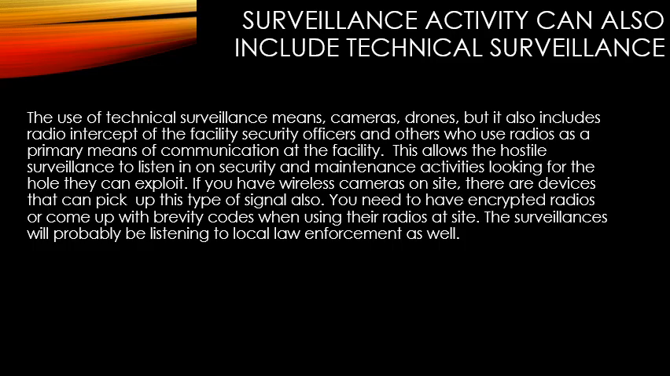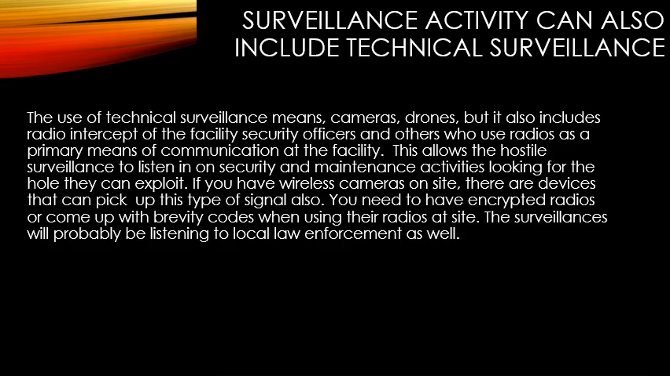So a lot of surveillance activities, especially nowadays, include technical surveillance. The use of technical surveillance means cameras, video cameras, drones, cell phones, but it also includes radio interceptors of the facility. Security officers and others use radios as a primary means of communications at the facility. This allows the hostile surveillance to listen in on security and maintenance activities, looking for a hole that they can exploit. If you have wireless cameras on site, there are devices that can pick up this type of signal also.